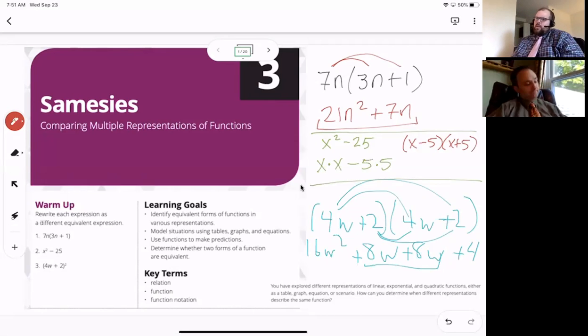It's true. So I guess today is really all about how we can decide when things that look different actually are the same representation of something. That sounds great.